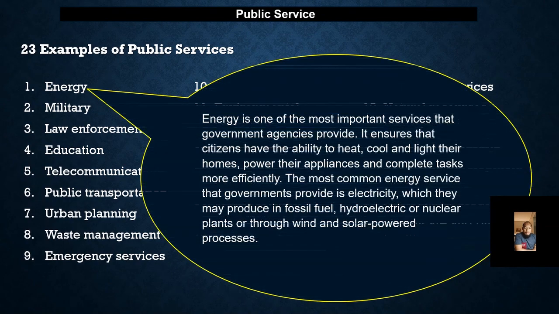Energy is one of the most important services that government agencies provide. It ensures that citizens have the ability to heat, cool, and light their homes, power their appliances, and complete tasks more efficiently. The most common energy service that governments provide, like for us here in Basilan, is the Baselco. And our source for now is diesel power generator, which is located in Lamitan and Isabela City.